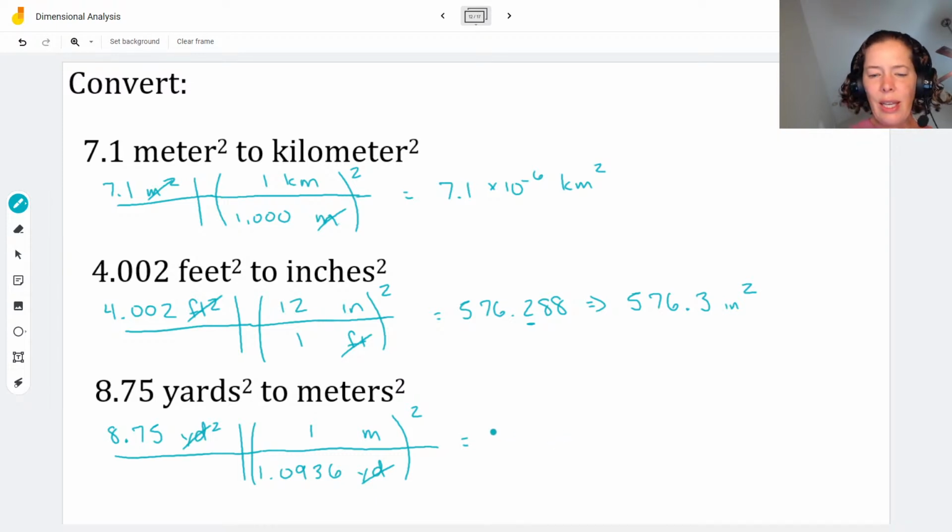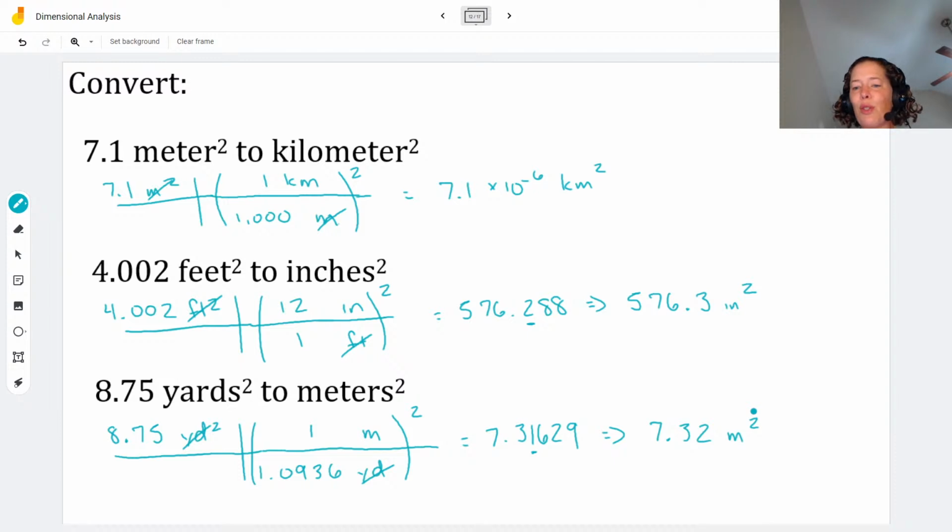And putting this in the calculator, let's write down all of these lovely decimals and then decide our sig figs. So I have 3 sig figs here, and my conversion is 1, 2, 3, 4, 5 sig figs. So that's great. I should have 3 sig figs total, so I'm going to round right there. 7.32, and that is meters squared.